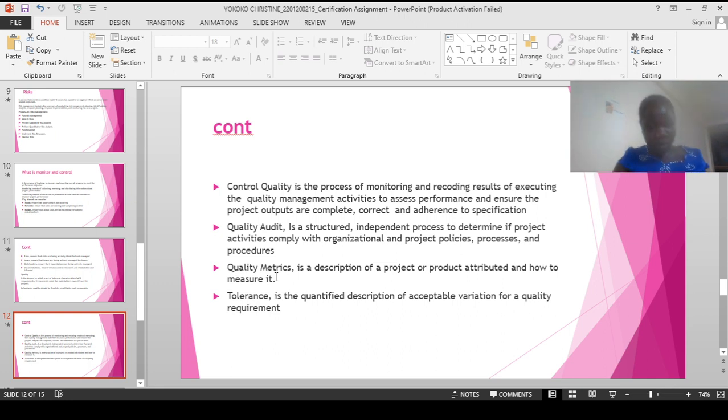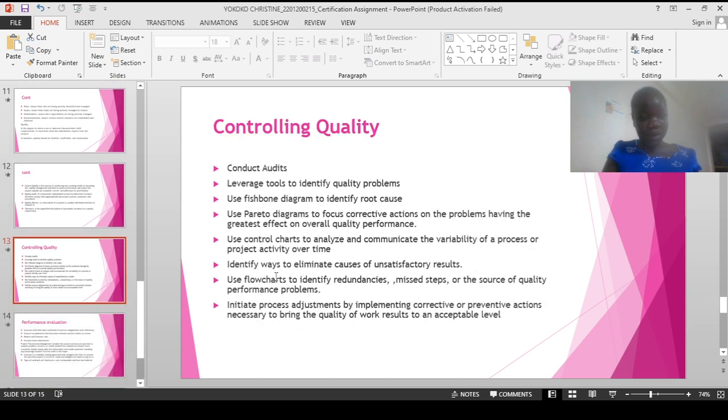When we talk of tolerance, what does it mean? It is the quantified description of acceptable variation for the quality requirement. Then it's important for us to deal with the controlling of quality.